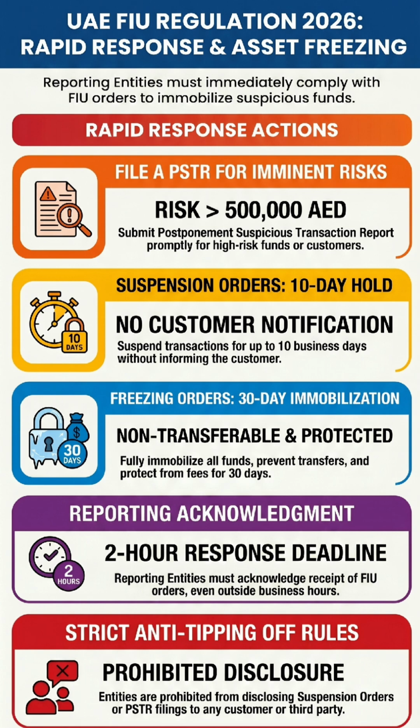While an indicative threshold of 500,000 dirham is provided to gauge urgency, this threshold does not apply to high threat offenses, third party money laundering, or terrorism financing, where a PSTR must be filed regardless of the amount.